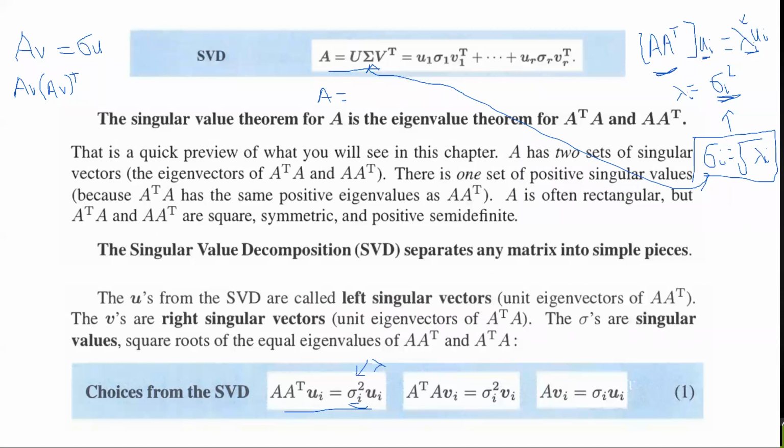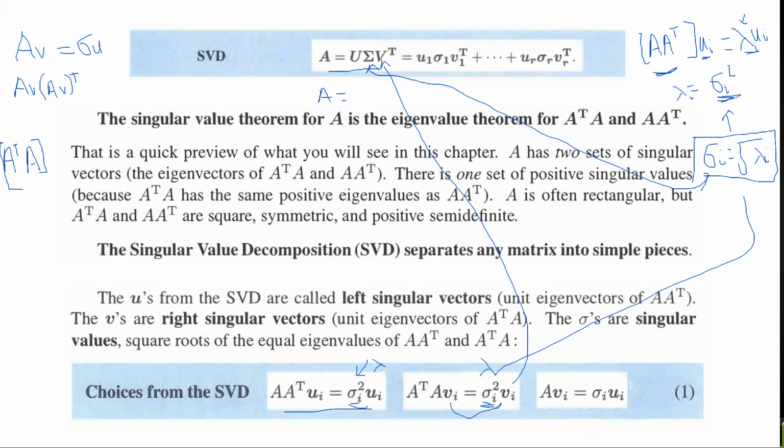Then you remember I said also that A transpose is also a square matrix, and it will give you the same eigenvalues. So let's replace this by lambda, with different eigenvectors. These eigenvectors go into the V, and the eigenvalues, since the eigenvalues of A transpose A are the same as A transpose, these are also the same singular values. This goes here and that goes here.